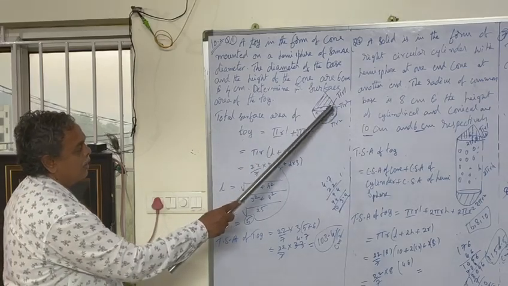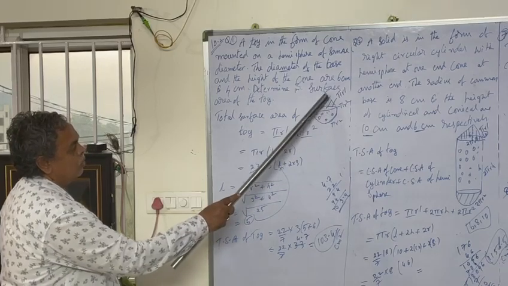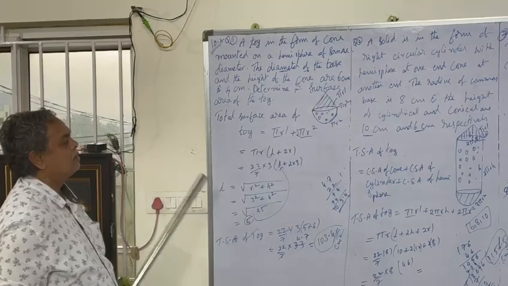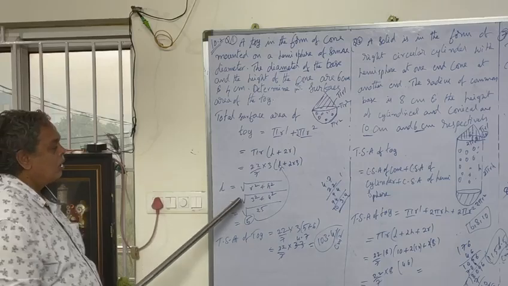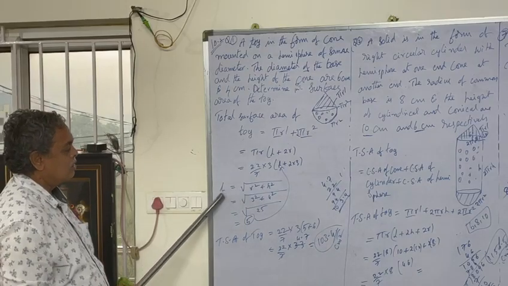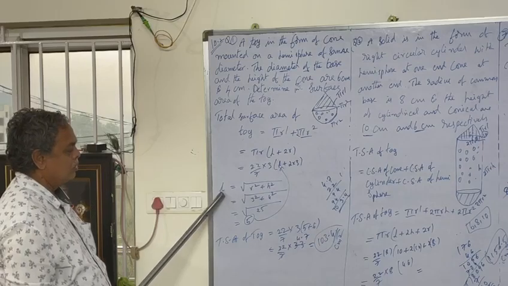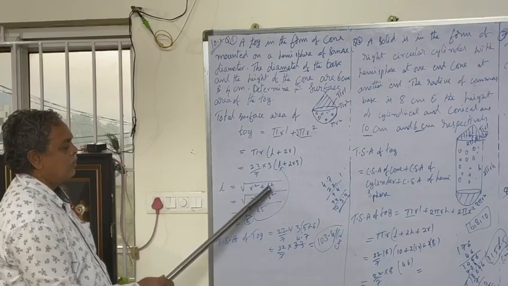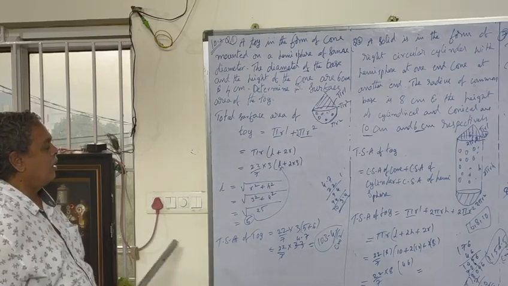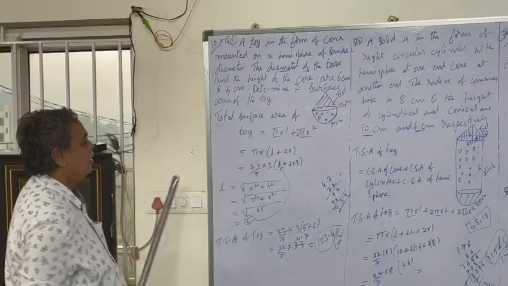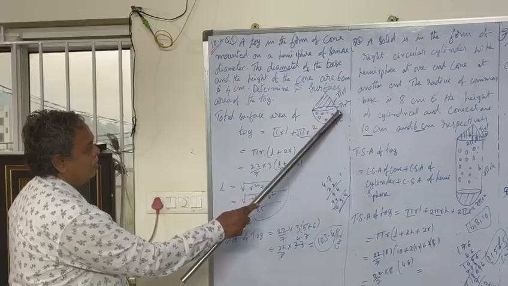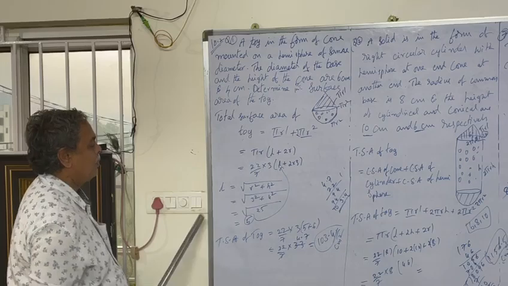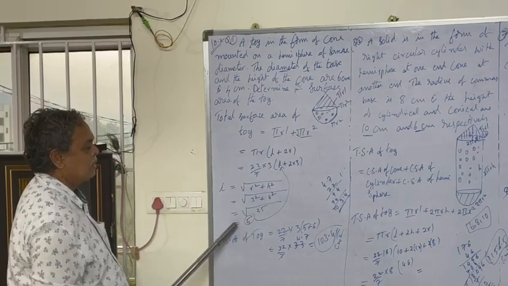Here radius 3 and height is 4. Then we will have to find this hypotenuse. Hypotenuse is the slant height l. l is equal to under root of r squared plus h squared, as these are the sides. Under root of side square plus side square, that is the Pythagorean formula. Under root of 3 square plus 4 square is equal to 25, and that is 5.